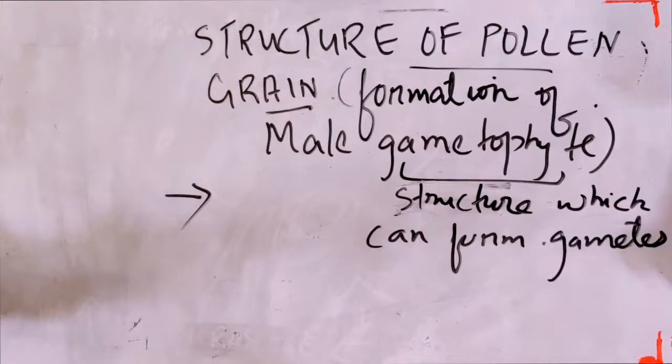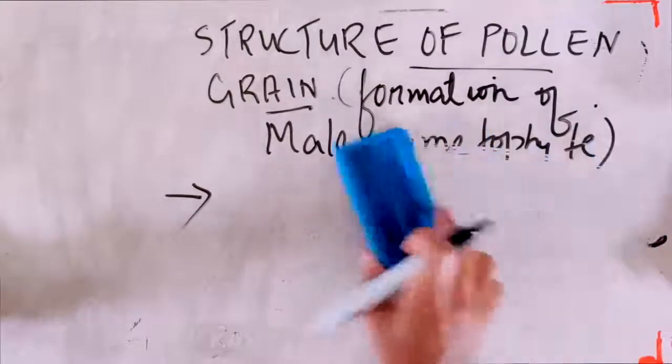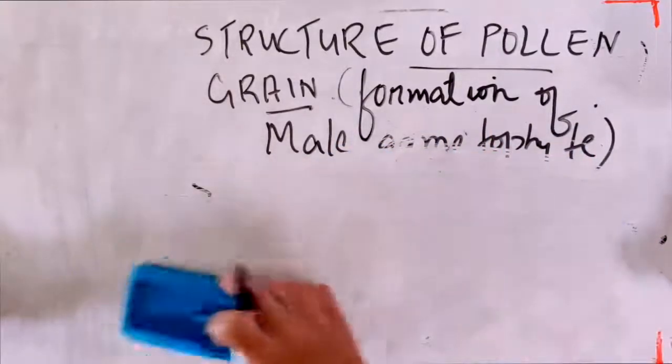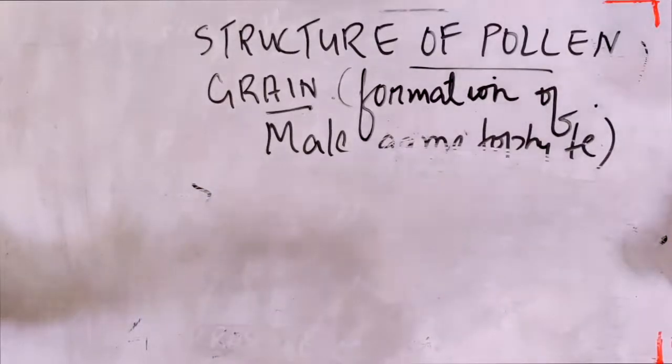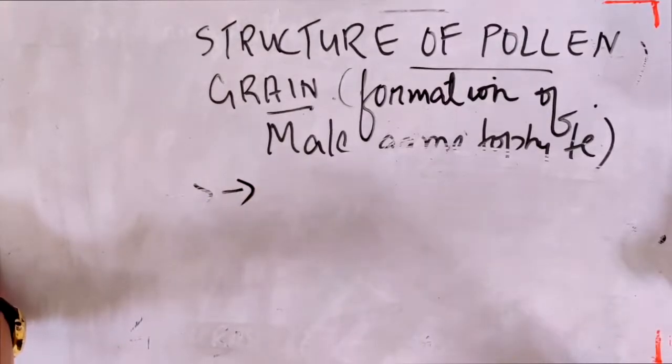Female gametophyte we will see later. So this is a general concept. So first thing, what is pollen grain? Pollen grain represents the male gametophyte, because they can produce what? Male gametes. They'll produce two male gametes. We'll see later.